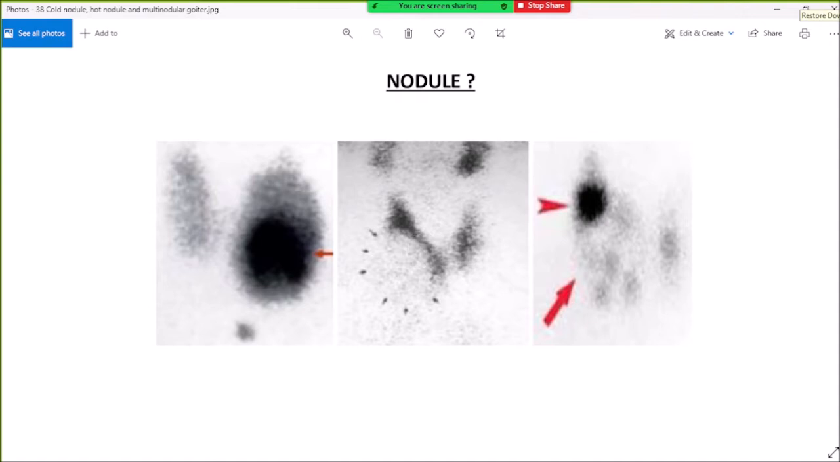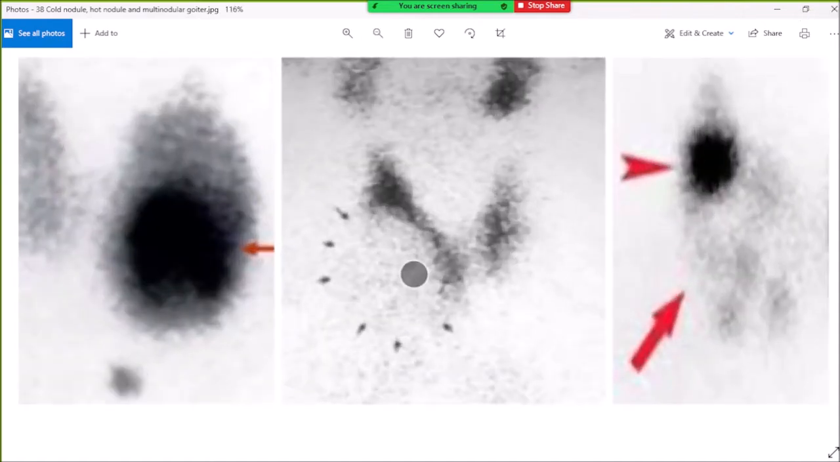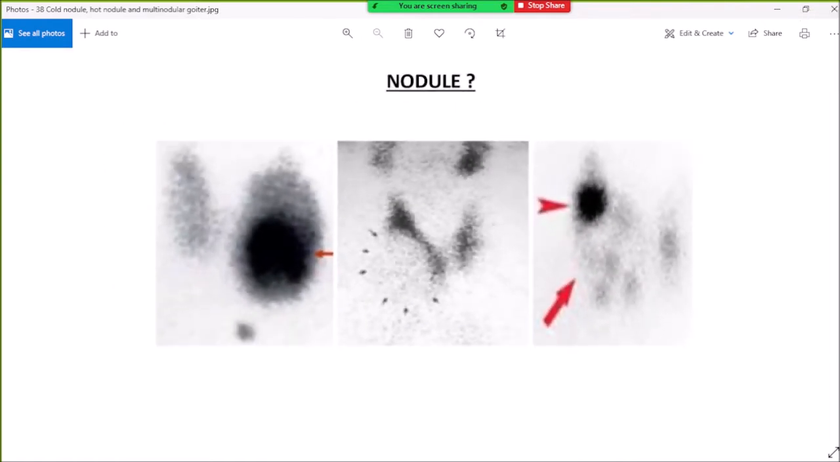This is autonomous, okay, this is a hot nodule. This is a cold nodule. Hot nodule, cold nodule, and multinodular goiter.